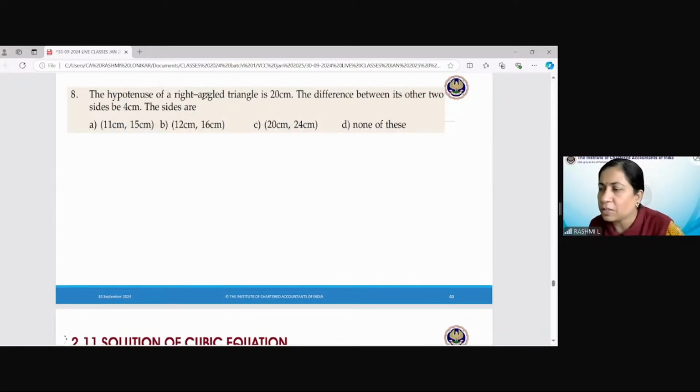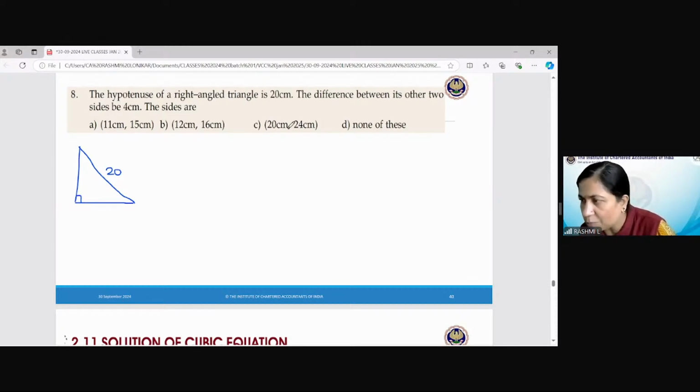The hypotenuse of a right angle triangle is 20. Okay, so last time बताया था ना? It's a right angle triangle. Hypotenuse is this longer side. It is 20. The difference between two sides is 4 centimeters. Okay. 11 minus 15, 4. This can be possible. This is also possible. This is also possible. All three are possible. Remember, you have a square plus b square is equal to c square. Okay. Pythagoras theorem.